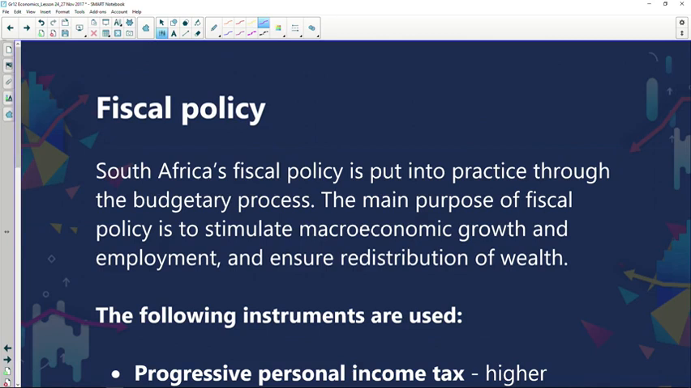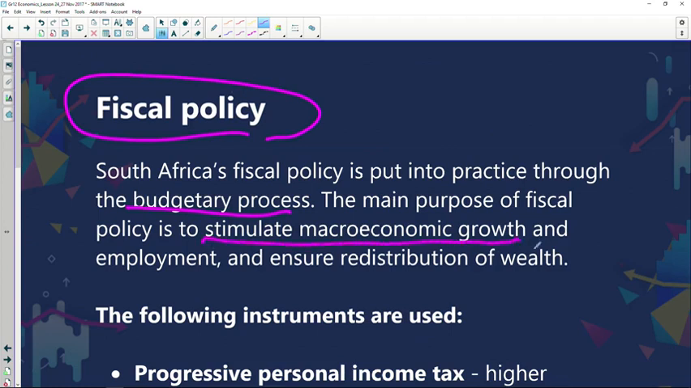Okay, so that is the monetary policy, and now we move on to the fiscal policy. South Africa's fiscal policy is put into practice through the budgetary process. The main purpose of the fiscal policy is to stimulate macroeconomic growth and employment and ensure redistribution of wealth as well. Okay, so you need to know what the main purpose of this policy is, and also that it's put into practice by using the budgetary process.